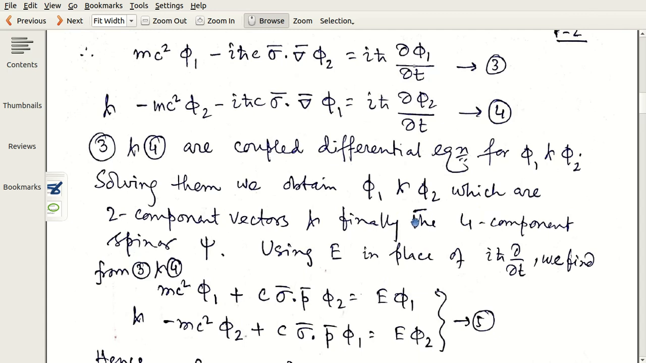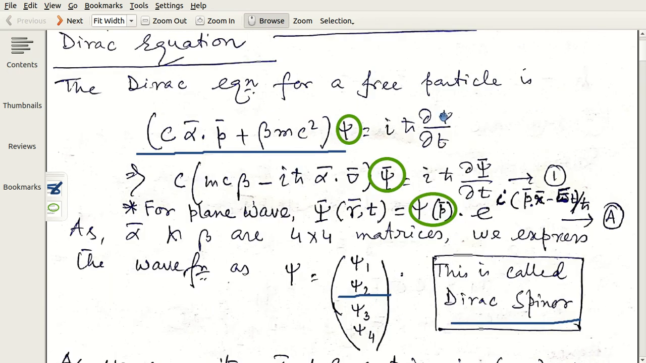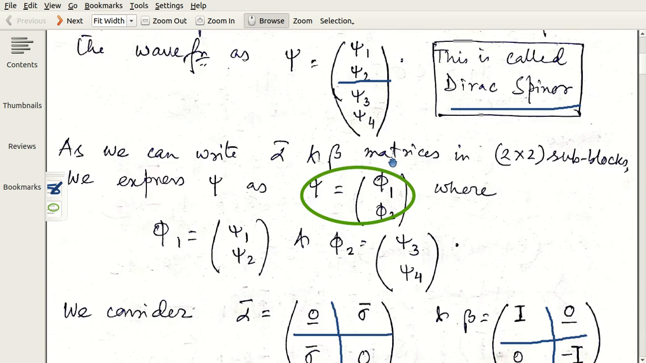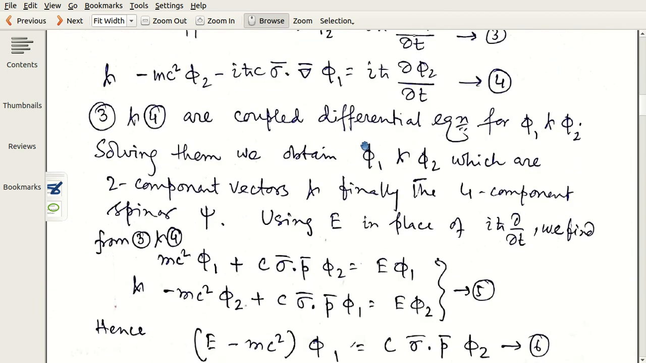For simplicity, as we will not need this i h cut del del t operator anymore, in the initial phase we could have written simply E psi instead of this one, but I have written this t part just to make you aware of this kind of solution. You can just continue with E here and p here.